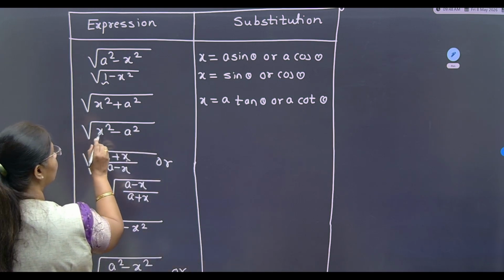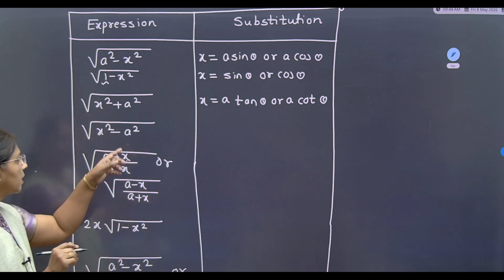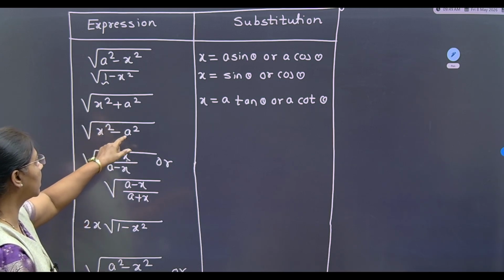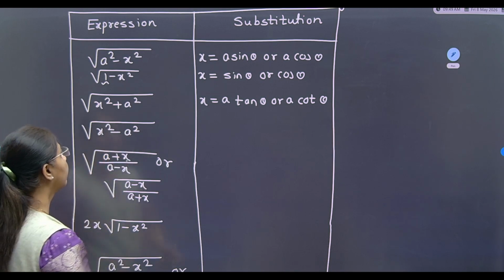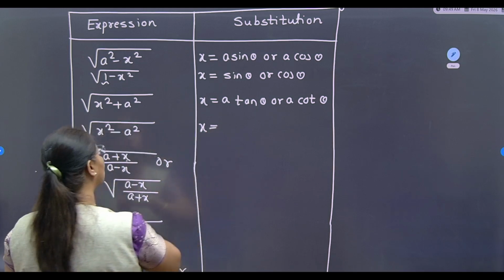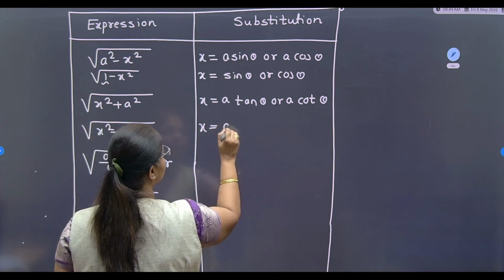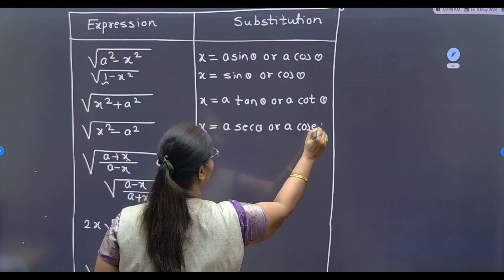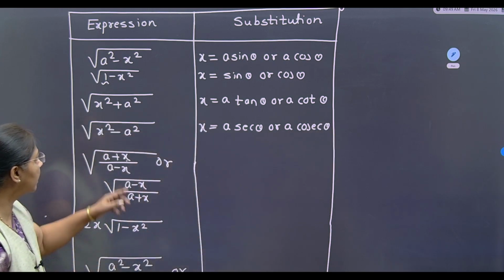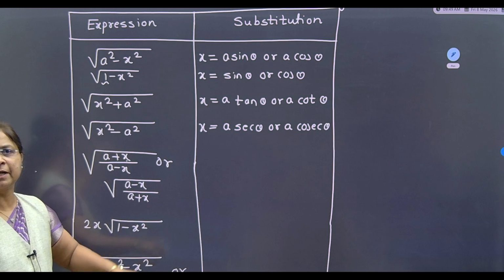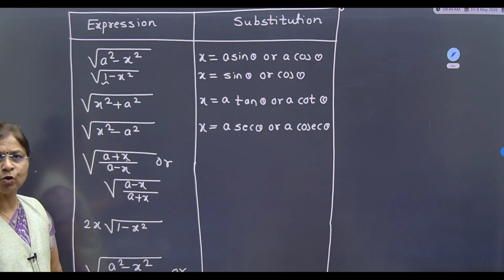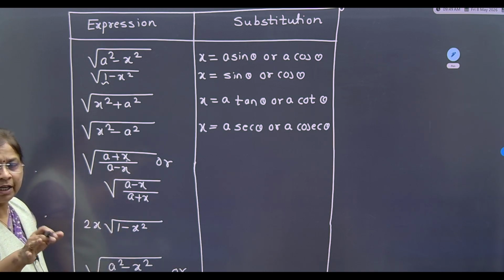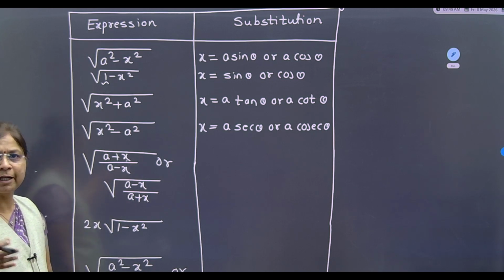Next, under root of x square minus a square, for example 25 means 5 square. Then under root of x square minus a square, put x equals a sec theta or a cosec theta. First the substitution, then taking a square common, and using the fundamental identity: 1 plus tan square equals sec square, then sec square minus 1 equals tan square, or cosec square minus 1 equals cot square.